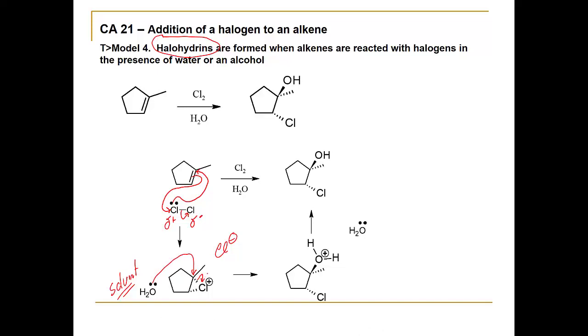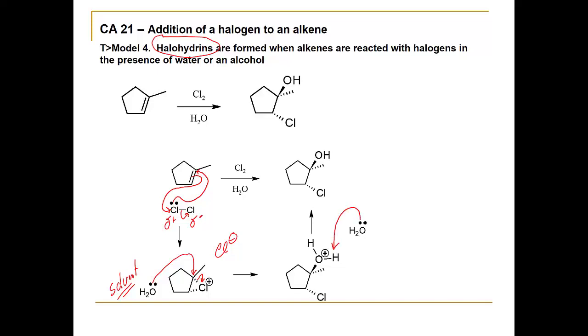Once again, that bond will break, and as a result, we add the water on the opposite side of the chloronium ion. So once again, this is an anti-addition. We end up having the oxygen and the chlorine being trans to one another. Just like the acid-catalyzed addition of water, we can't stop at this stage. We do need to deprotonate our now protonated alcohol.